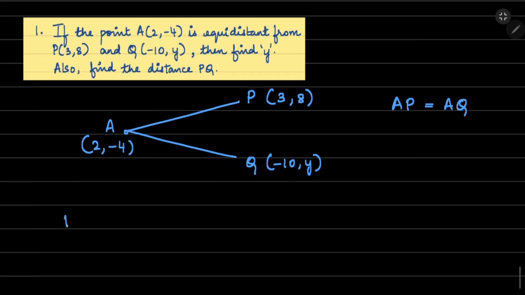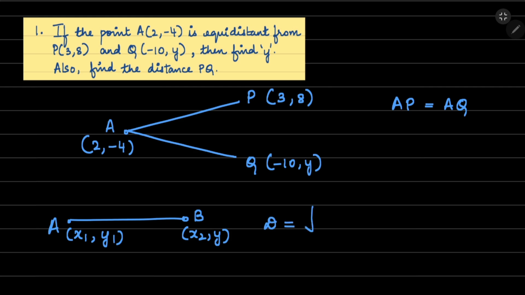So we know the distance formula. If you have 2 points, namely say A x1, y1 and B x2, y2, the distance formula will be square root of x2 minus x1 the whole square plus y2 minus y1 the whole square. This is how you find out the distance between any 2 points.